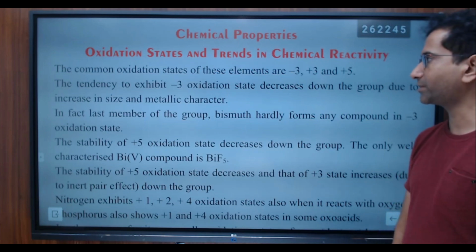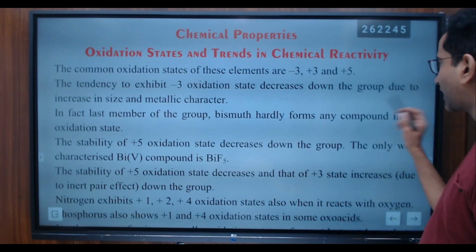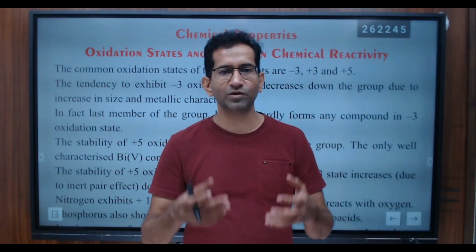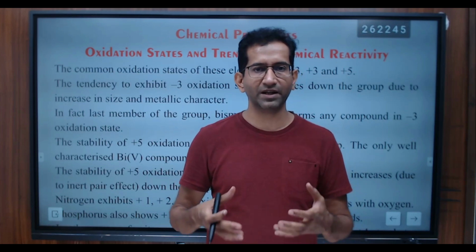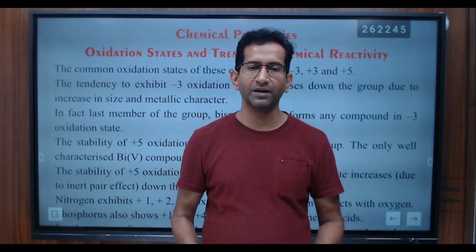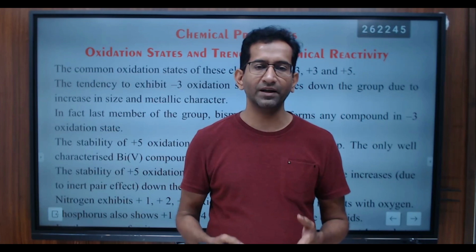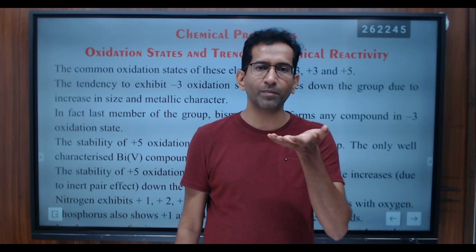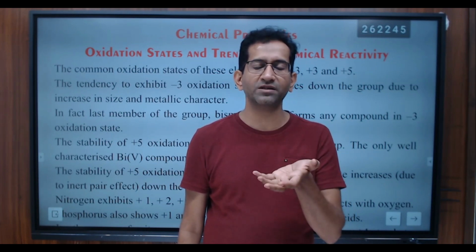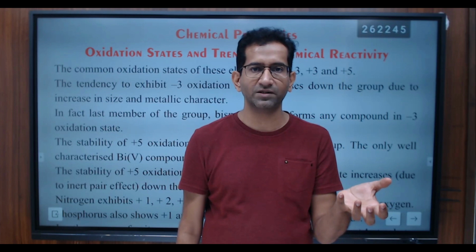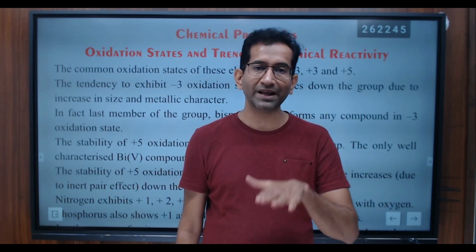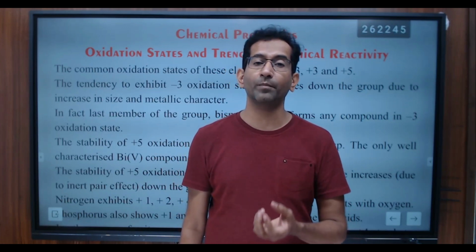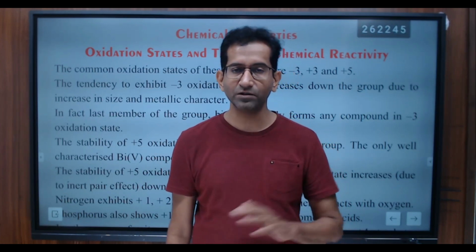The tendency to exhibit -3 oxidation state decreases down the group due to increase in size and metallic character. As we have just discussed, as we go down from nitrogen to phosphorus, arsenic, antimony, bismuth, non-metallic character decreases. As non-metallic character decreases, the tendency to accept electrons decreases. So the initial members nitrogen and phosphorus have a strong tendency to form compounds with -3 oxidation state. Going down, metallic character increases, and due to that the tendency to form compounds with -3 oxidation state is not observed.